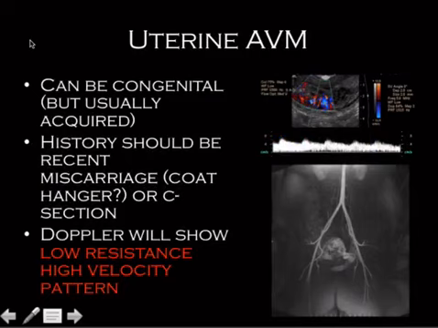So these can be acquired or congenital. They're usually acquired. They're usually after you've had some kind of a trauma to the uterus, either a miscarriage or a D&C or a C-section, some kind of cutting. And classically, you're going to have Doppler that's going to be low resistance with a high velocity.